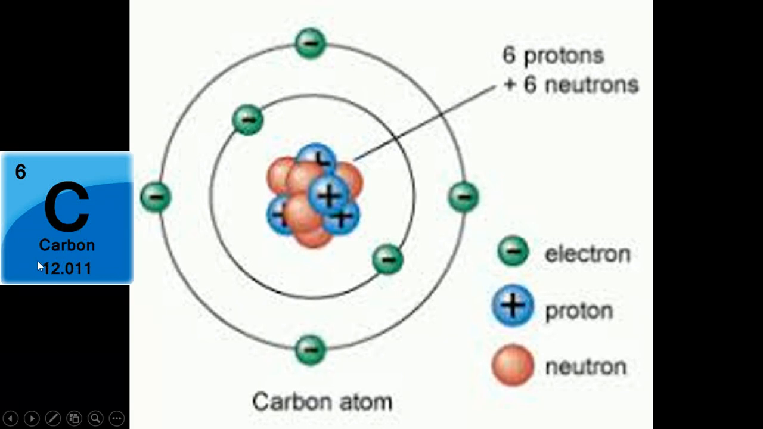Now, to figure out neutrons, you would take this atomic mass, 12.011, and round that to 12. 12 minus 6, you would get 6 neutrons. So most atoms of carbon have 6 neutrons, but there's a small percentage that do not, and those are radioactive isotopes. But for this video, we're not going to focus on those, but they do exist.